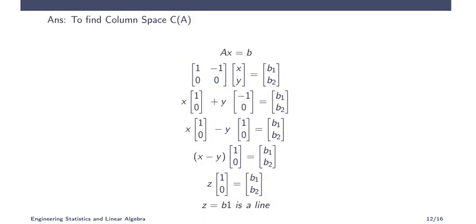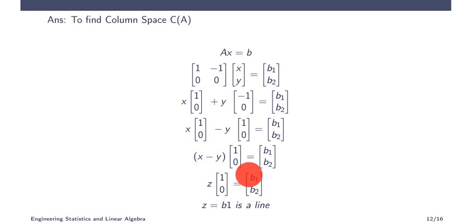Now for the solution, to find the column space of A, what we have to do is you have to consider Ax is equal to B. Now what is A? [1 0; -1 0], x and y, equal to B1 B2. Now I can write this as a linear combination of the columns (1, -1) and (0, 0). That will be x (1, -1) plus y (0, 0) equal to (B1, B2).